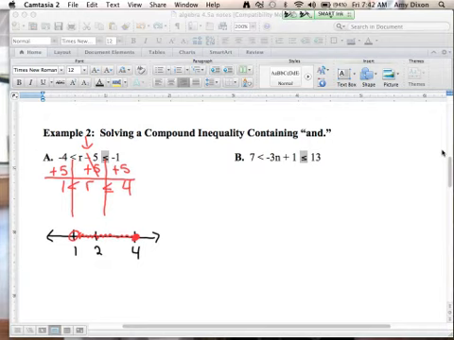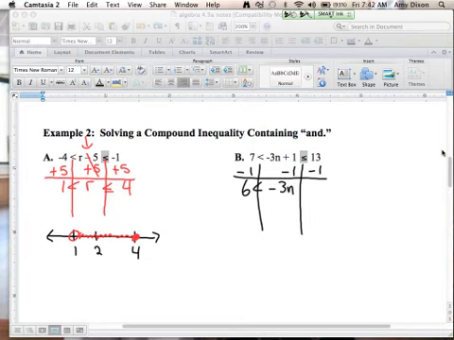All right, let's do letter B. We want to get negative 3n by itself, so we're going to actually subtract 1 from all sides of the inequality. So we get 6 is less than negative 3n, which is less than or equal to 13 minus 1, we get 12.